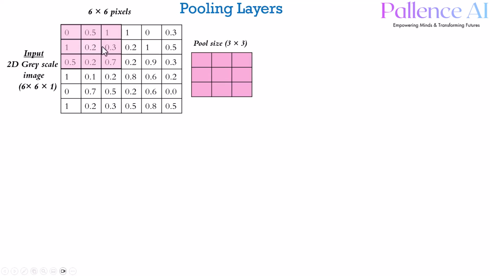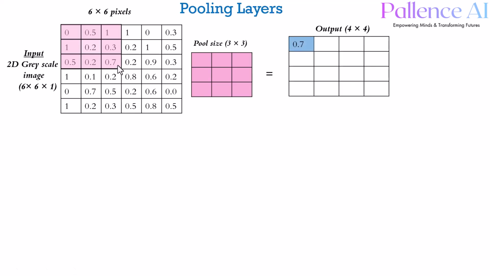So what is the maximum here in all these values? 0.7, right? You can see 0.7 is the max value. So that's my value, and I'm going to put it there. Then I'm going to slide my pooling filter a little bit and look at the maximum value again. You see the 0.7, so I'm going to put it there. I'm going to slide again. What is the max value now? It's 0.9. I'm going to put the 0.9 here. You got the idea. As I slide this pooling filter over my entire input image, I'm going to fill all these values like this.